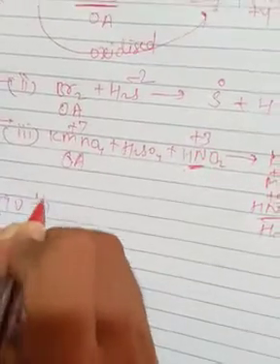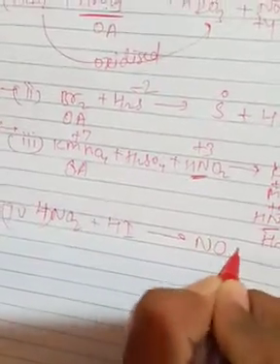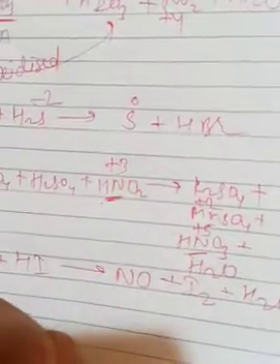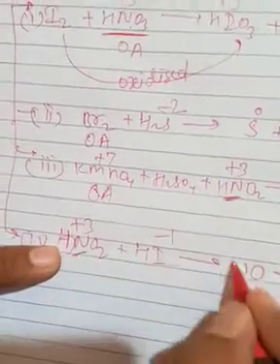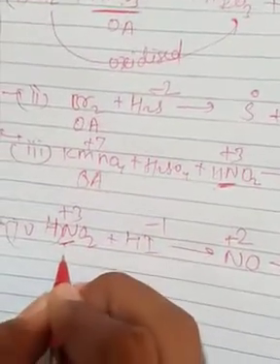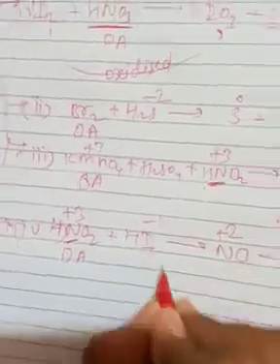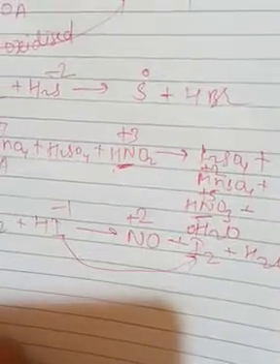The fourth reaction we have is HNO2 plus HI converting into NO plus I2 plus water. Here what is happening? Nitrogen is in +3 oxidation state and iodine is in -1 oxidation state. So nitrogen is getting reduced from +3 to +2 oxidation state, so it is acting as oxidizing agent and oxidizes I- into I0. So this is all about the reactions.